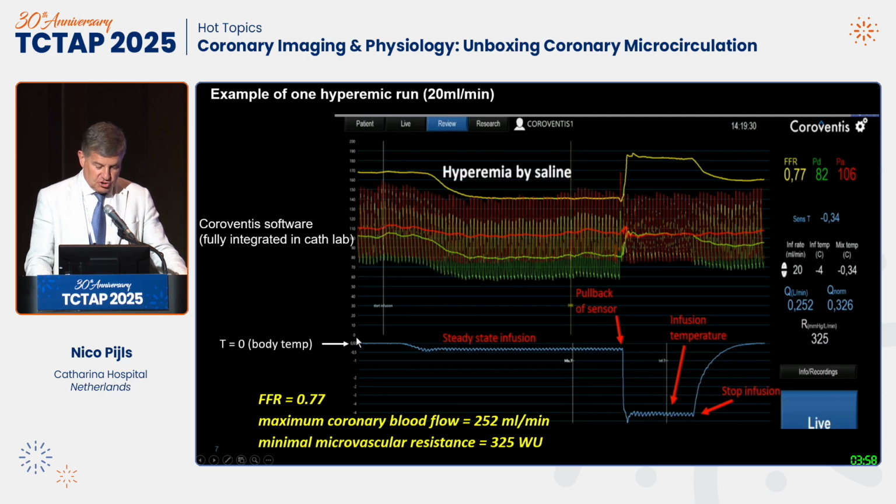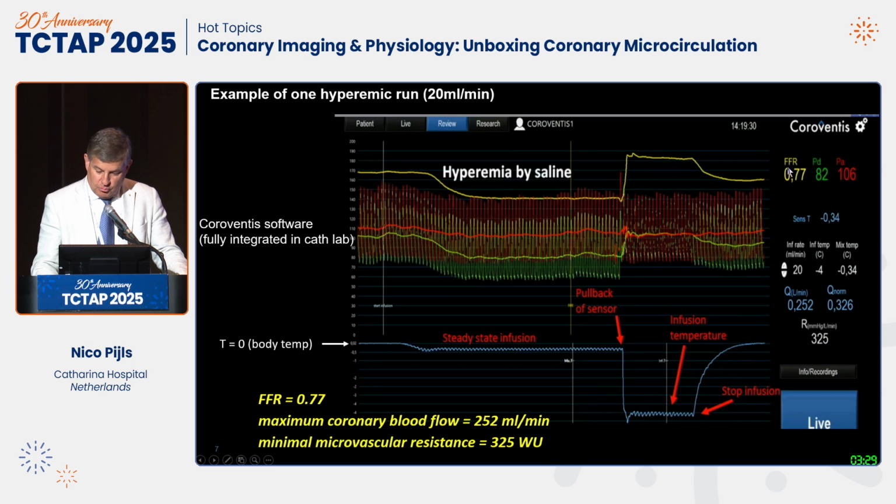If you look at the temperatures, we have zeroed the temperature before we started. Then you see that during the infusion, the temperature goes down a little bit. The number is minus 0.34. Then the temperature sensor is pulled back quickly to the tip of the infusion catheter. And there, of course, the temperature goes down. It is minus 4 in this case. And then the infusion is stopped and everything goes back very nicely and quickly to normal.